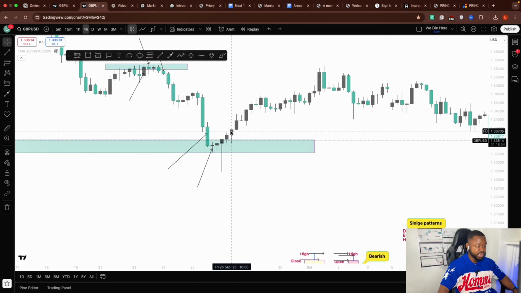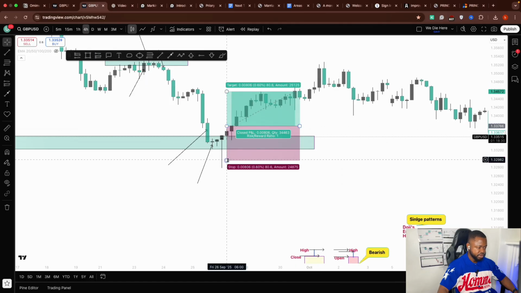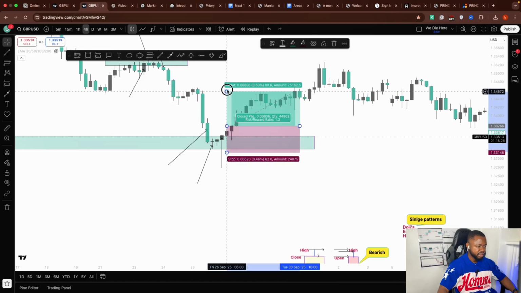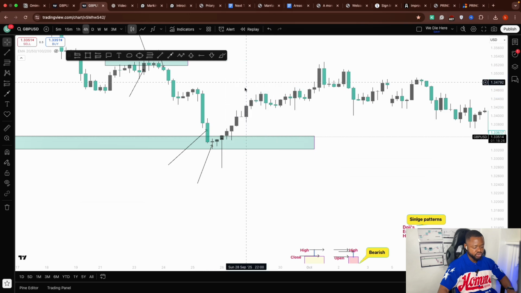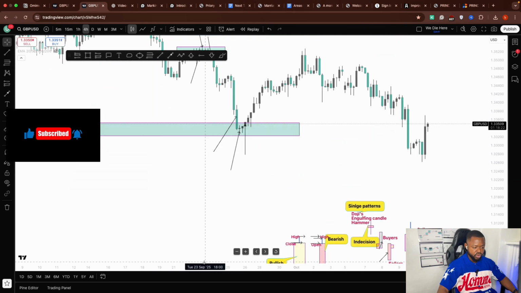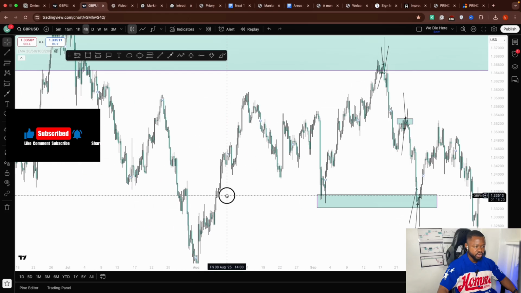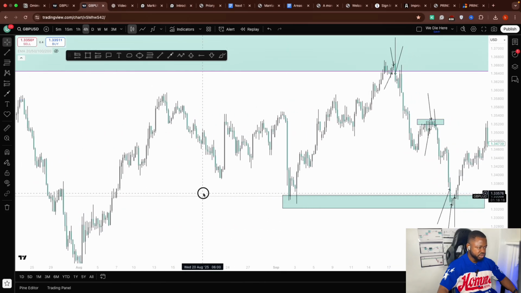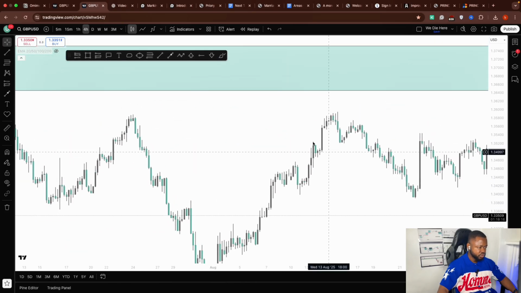So all I need to do now is just find areas to buy around here. Stop loss right below the park, and you get a 1 to 2. So that's the situation. Let's find a tweezer top. I think I've seen a tweezer top. Okay, yeah, we've seen a tweezer top.